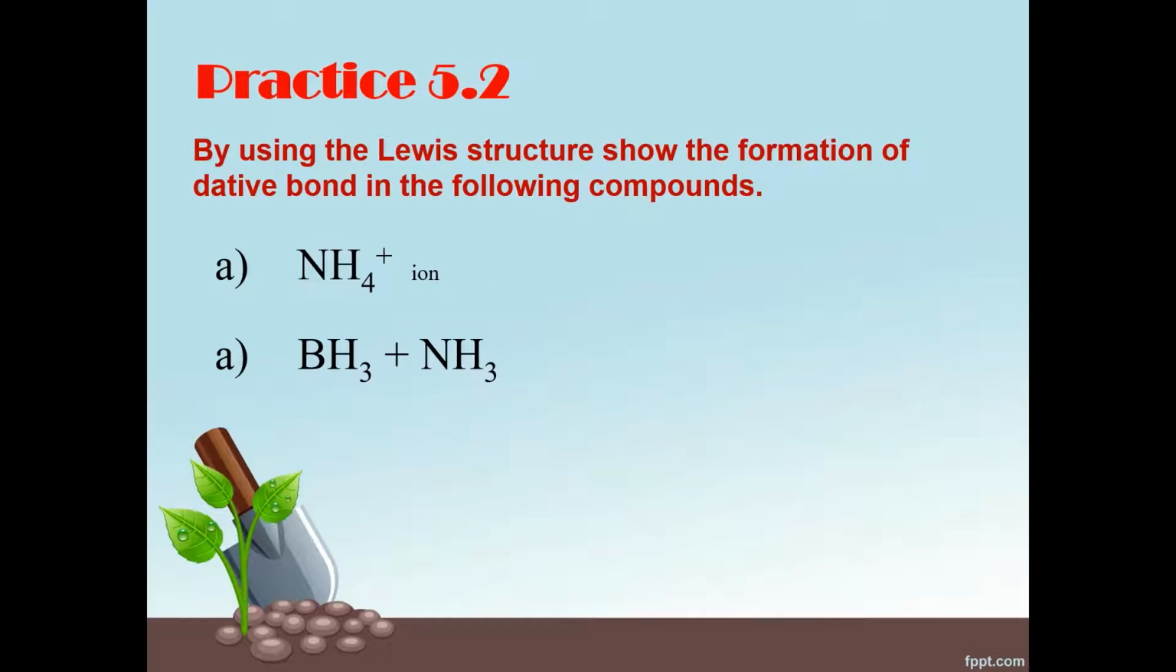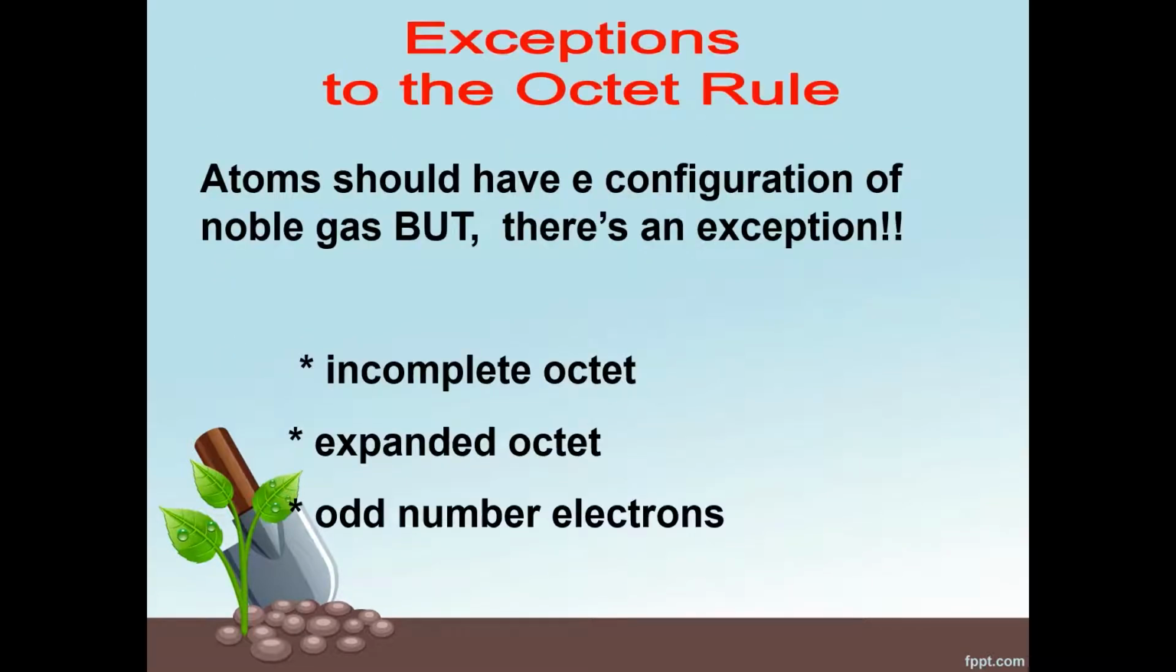Please take your time to do these 2 questions on your own first, as we are going to give the answer in the Telegram channel soon. Now let's look at the exceptions to the octet rule. There are 3 anomaly situations: incomplete octet, expanded octet, and odd number of electrons. What are they?